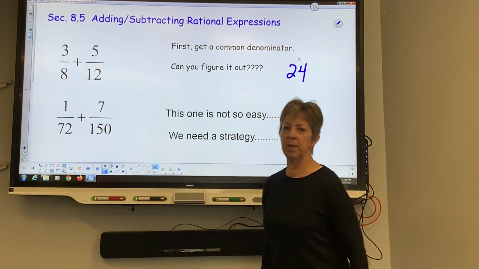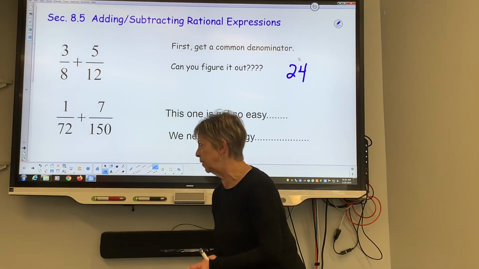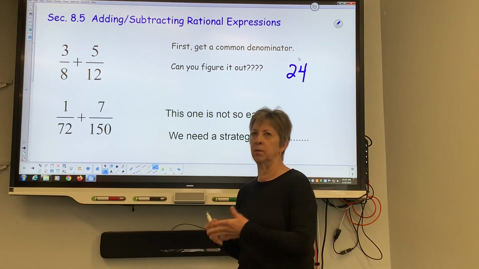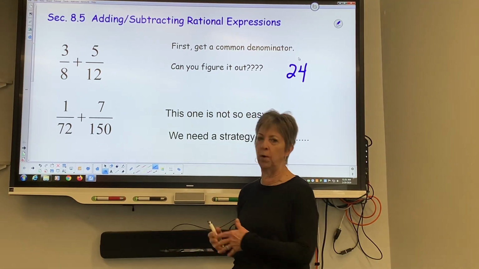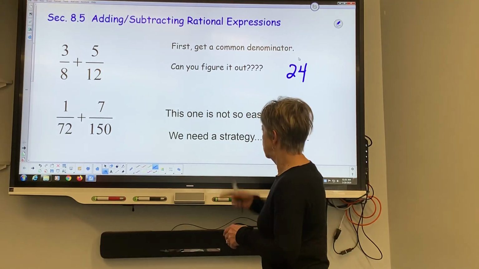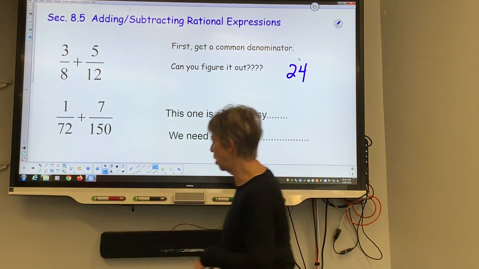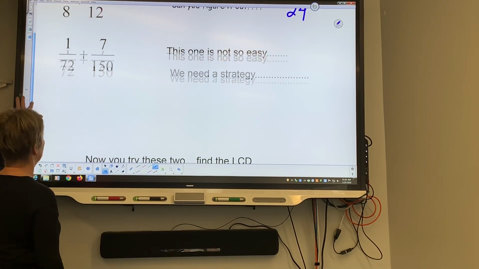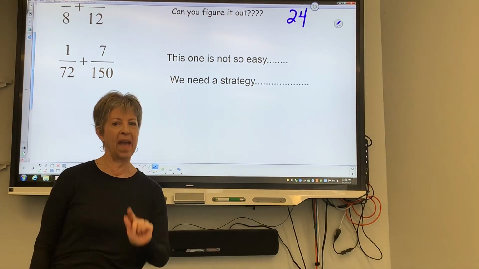Okay, this one's going to be a little bit tougher because 72 doesn't go into 150. So then you say, all right, 150 times 2 is 300. Does 72 go into 300? I don't know. Then you got to go to 450 and keep trying. So we need a strategy for these. So here's the strategy that I am going to show you, and it all comes down to factors.